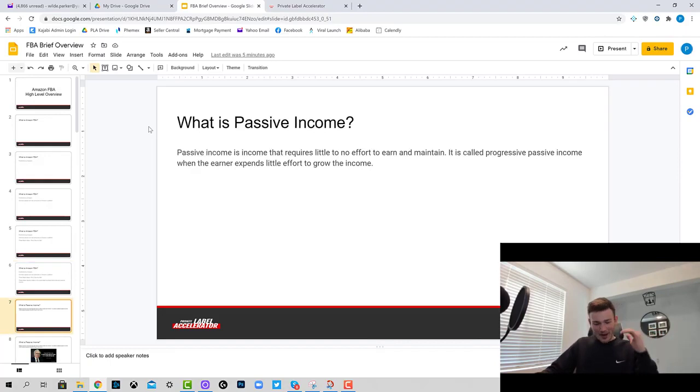Now, passive income may be one of the most important things that everybody has to have. And for those of you who do not know what passive income is, I just copied and pasted this from online. Passive income is income that requires little to no effort to earn and maintain. It is called progressive passive income when the earner expends little effort to grow the income. So yes, you guys are going to put forth the smallest amount of effort to get an extraordinary amount of results, also known as income in this scenario.